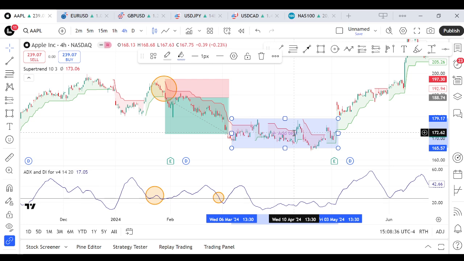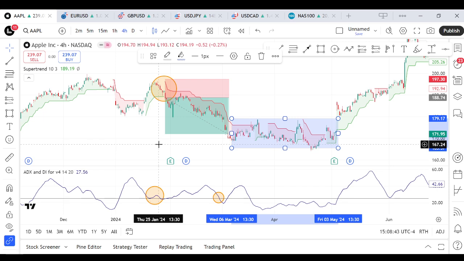And that is how you can use the Supertrend and ADX strategy to trade in the markets. For added reliability, consider combining this strategy with other tools like volume indicators or price action patterns. This can help confirm entries and exits in uncertain market conditions.